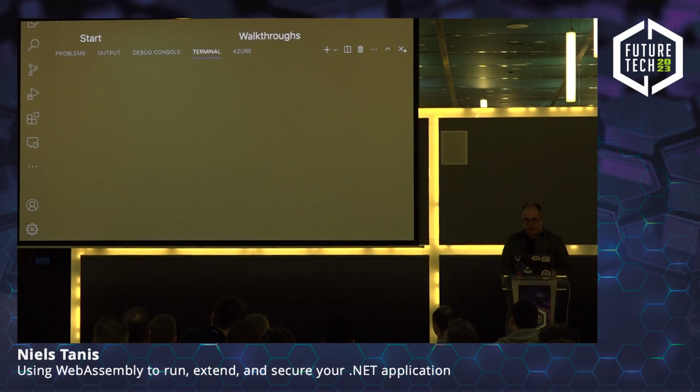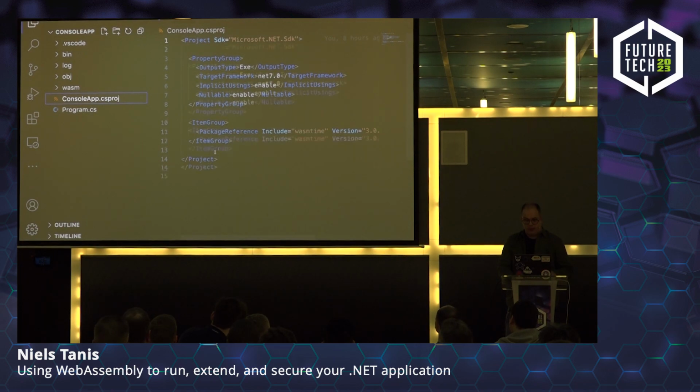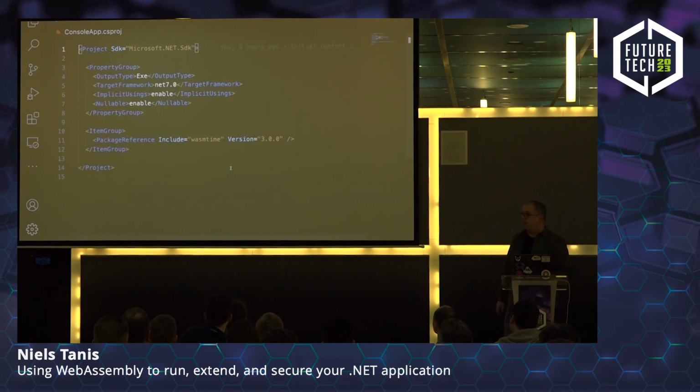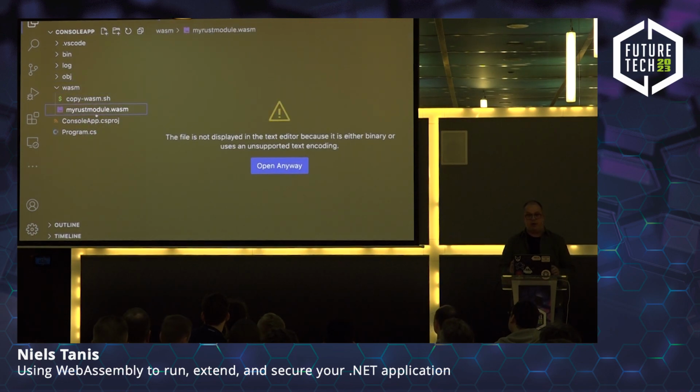Let me minimize this one. Let me show you what's inside. So the only package I'm referencing here is WASM time 3.0, which is stable. You can use it. It allows us to run WebAssembly. And I have a WASM directory, which has a compiled version of the thing we saw before, the Rust thing.